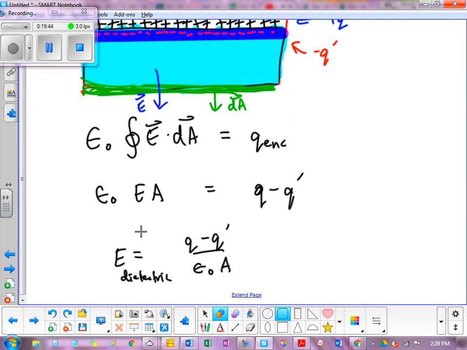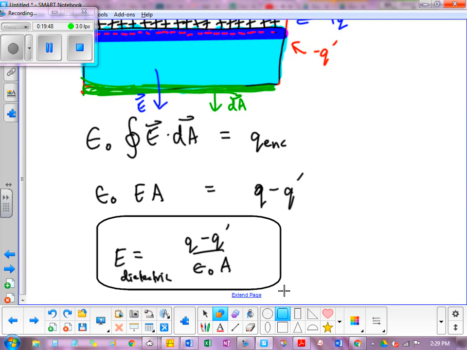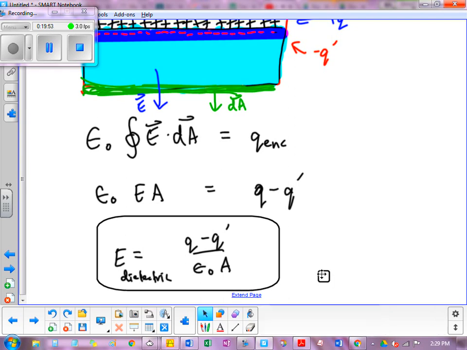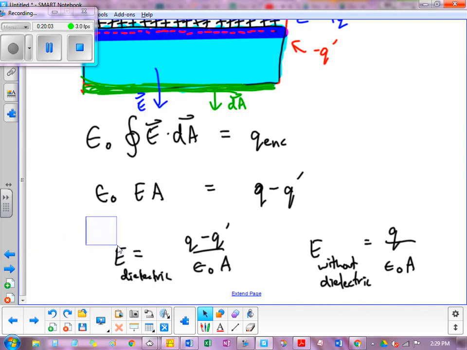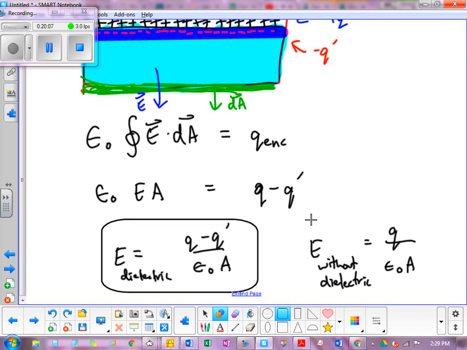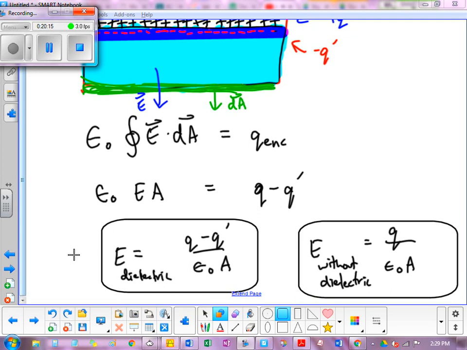Remember, before we put the dielectric in, I had isolated the E also then. So I always like to isolate my E if at all possible. And then comparing this to the other page we had earlier when we did it without the dielectric, now we have two formulas. We have the E field when the dielectric is in place and the E field when the dielectric is not in place. The only difference is what? What's the only difference?